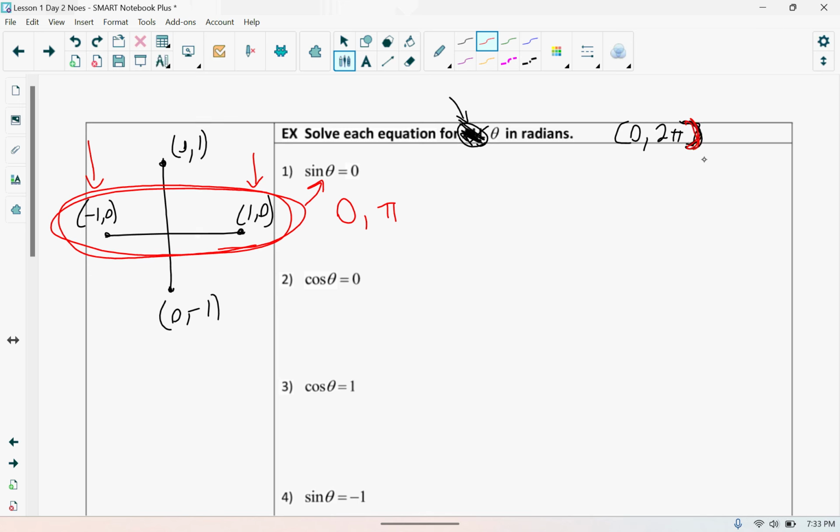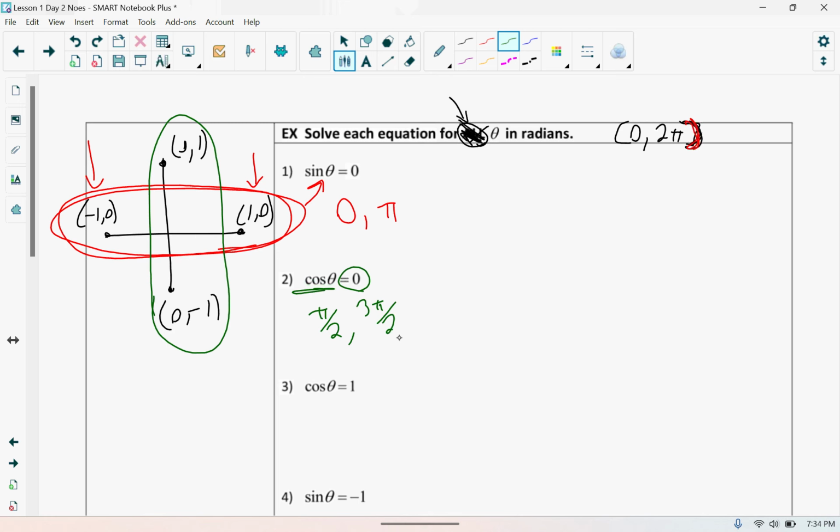Okay, so let's do cosine. When is cosine of theta 0? Well, let's see, that's my x value. So that would be this right here. Normally I would say 90 and 270, but I'm not going to say that anymore. I'm going to say pi over 2 and 3 pi over 2 when I'm dealing with radians.